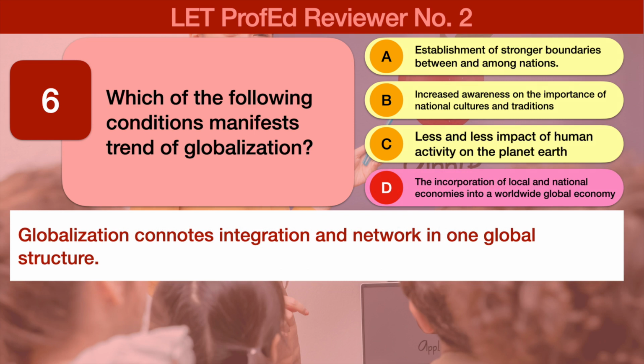The correct answer is D. The incorporation of local and national economies into a worldwide global economy. Globalization connotes integration and network in one global structure. All the other options are the opposites of globalization.